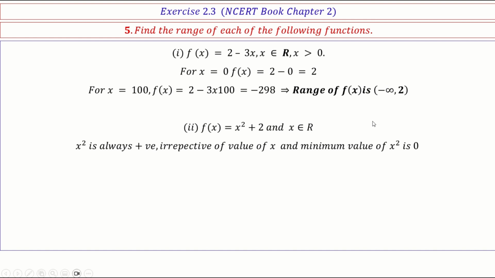So each one you have to do it like that. You have to apply your math skills and then find out the ranges and domains.